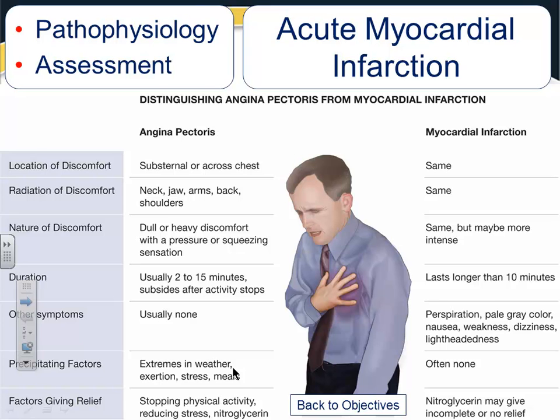With angina, the key is the duration. It usually lasts between 2 and 15 minutes, and it subsides after the activity stops. So they're not having a heart attack. They're just putting too much stress on the heart, and the heart can't be perfused well.